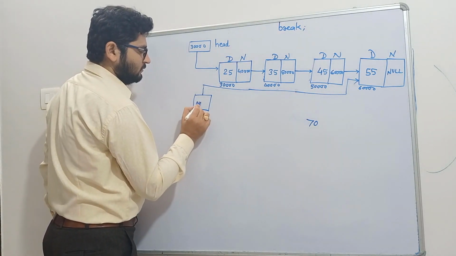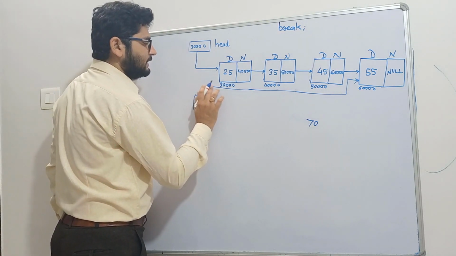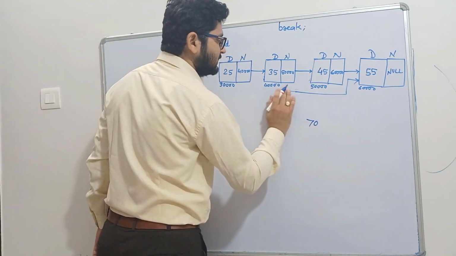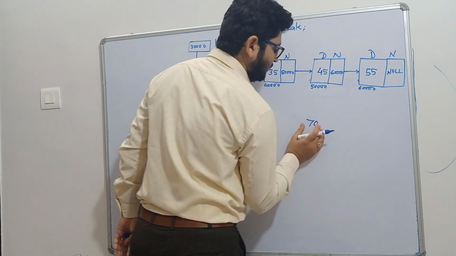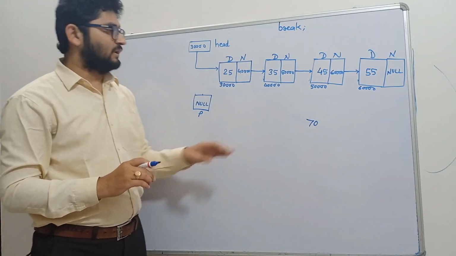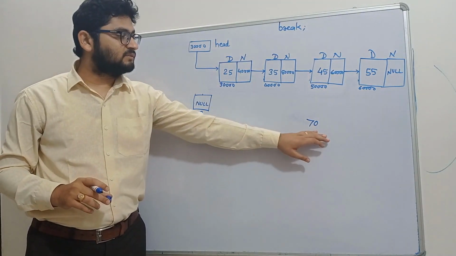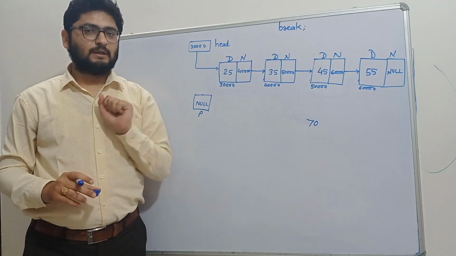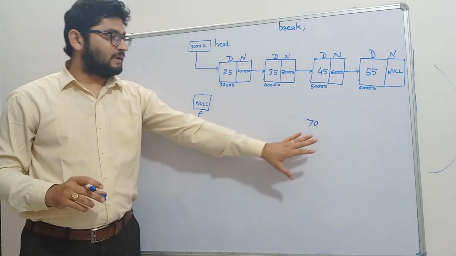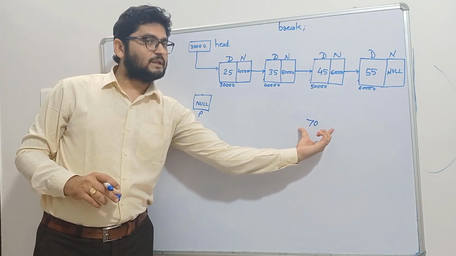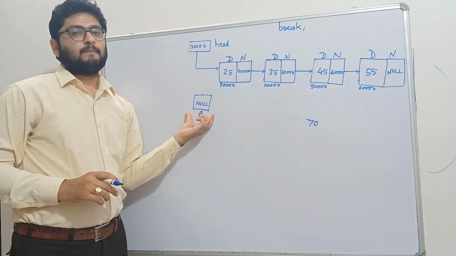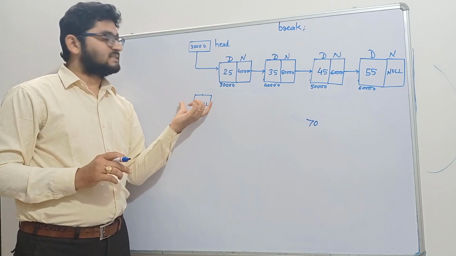Okay. Now as there is no node in the linked list, we cannot search further. And so far we haven't found this value in the linked list. So we can print that this 70 is not found in the linked list. Now, one conclusion we can make is when the value is not found in the linked list, at that time only P reaches null.